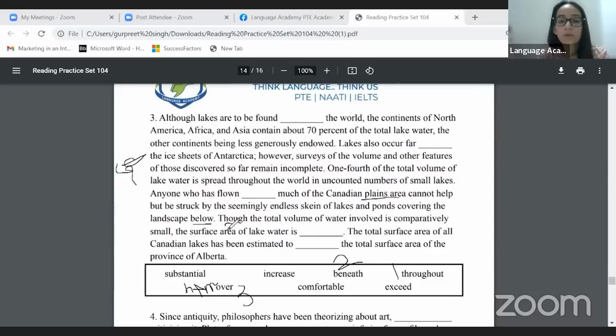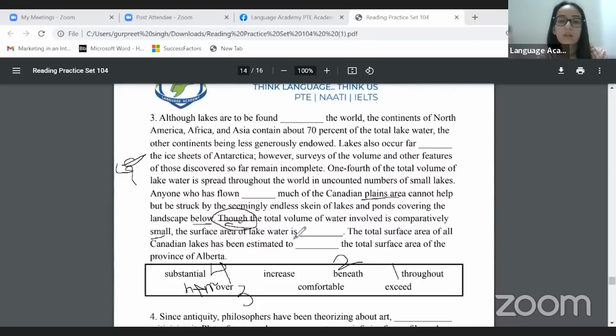Though the total volume, now though tells us that the sentence will have two parts and they should be opposite of each other. This is what is called remembering the rules. As soon as you look at that word, the rule should come to your mind. So though means two parts, opposite. Though the total volume of water involved is comparatively small, the other side should say big. The surface area of lake water is big. Any word which shows big here: substantial.